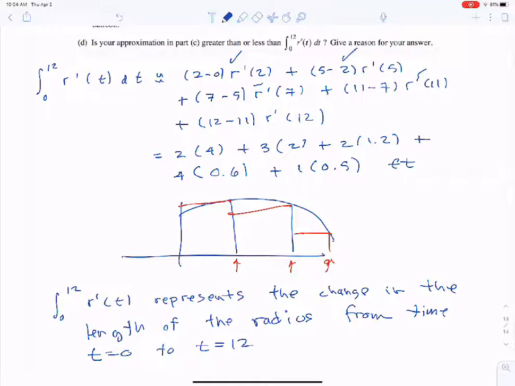So, big things that you want to point out here. One, it represents the change in the length of the radius. That's important, right? We're talking about the change in the size, but also it's important from when to when. Both pieces are really important, not just that it's a change in the length, but over this specific time period. So I'm discussing the limits of integration along with the radius. In regards to letter C, do you have any questions?